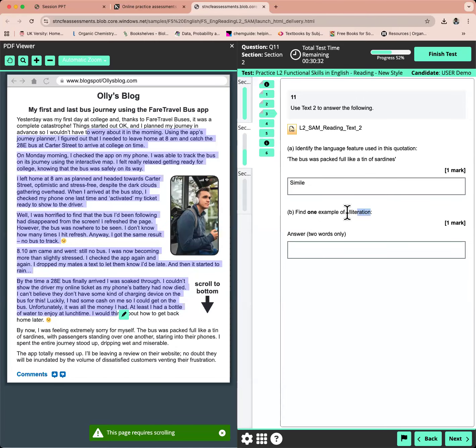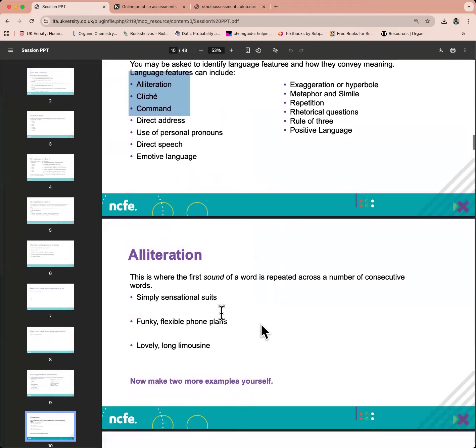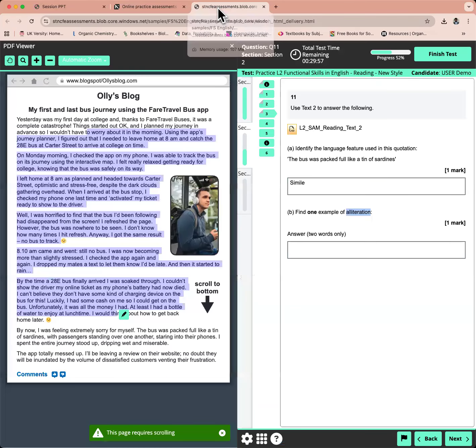Now, it also says, give me an example of alliteration. What is alliteration? We need to know what the word alliteration means. This is where the first sound of the word repeats across a number of consecutive words. So: simple sensational suits, S, S, S. Funky flexible phone plans. Lovely long limousine. As you can see, there's a repetition of the same sound coming across, which in some cases when you read the sentence will sound similar, and this would be repeated across.